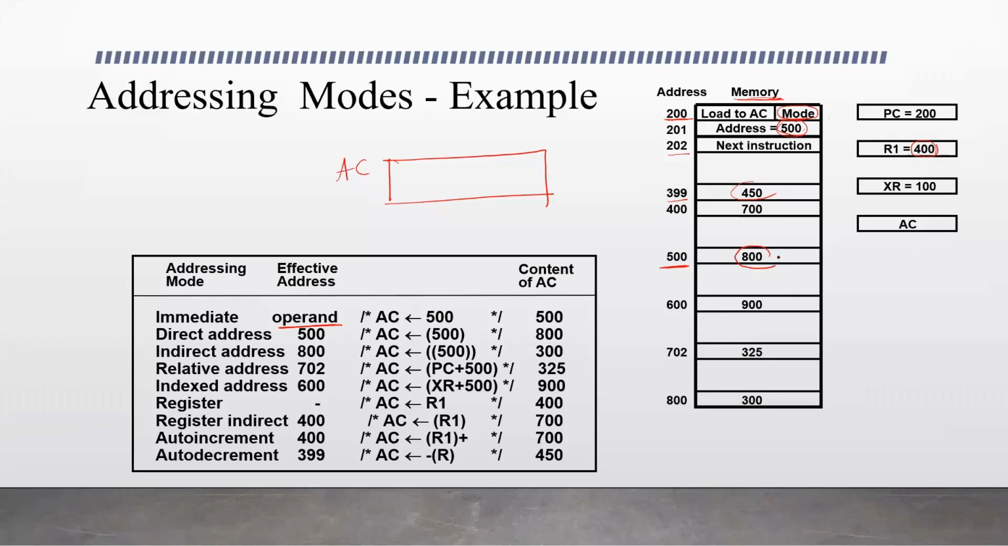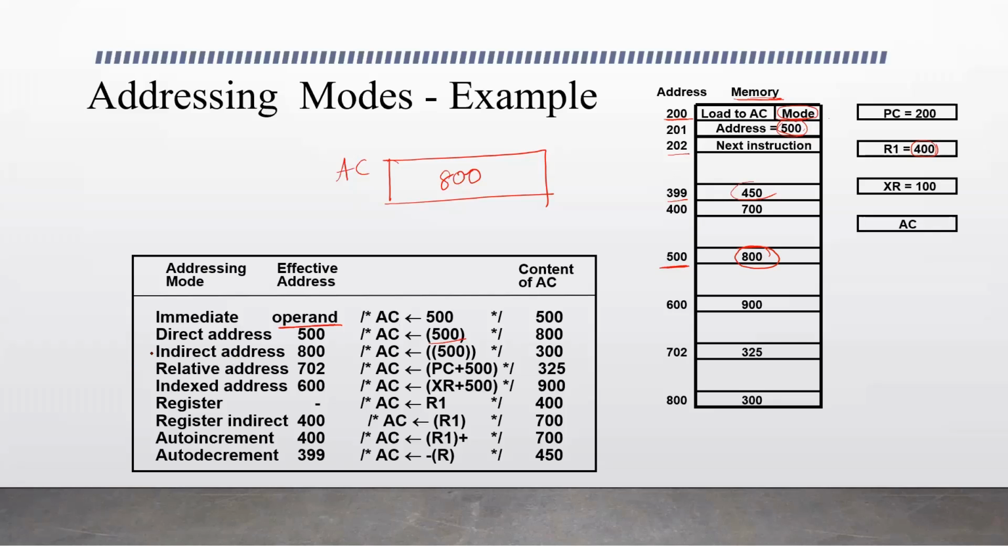The operand is 800. This is the data that is loaded into the accumulator. So the accumulator will have the value 800 once this instruction is executed and the addressing mode is direct. In direct addressing, the address given in the address field is the effective address. So we directly go to that particular address, find the operand and load it in the accumulator.